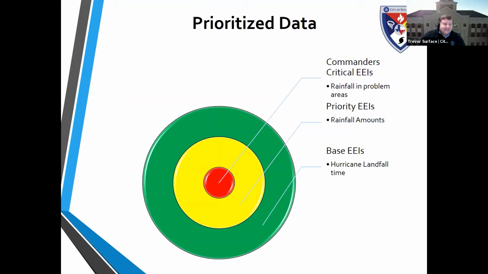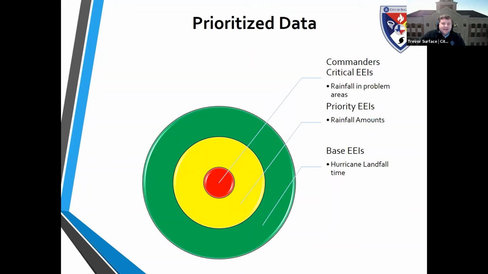So you have your base EEIs, so your hurricane landfall time, your prioritized EEI, which is your rainfall amount, and then your commander's critical EEI, which would be an example of like rainfall in a problem area. So if you have an area of your city or town or state that floods a lot, you want to track the rainfall in that as opposed to the other areas while making your decisions.